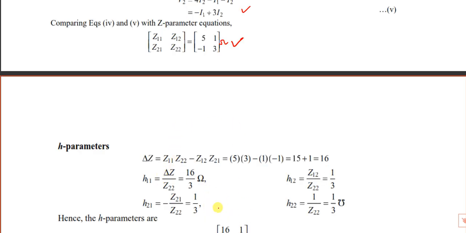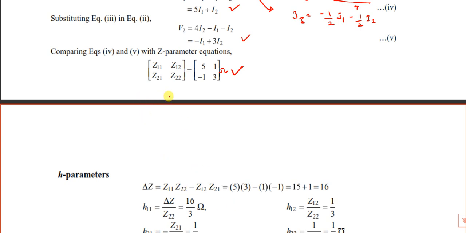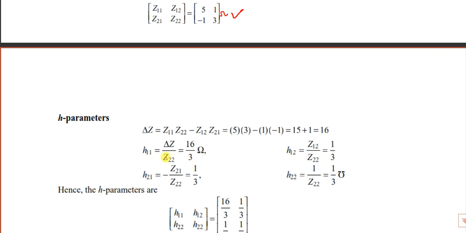Delta Z means the determinant of this Z matrix: 5 into 3 minus 1 into minus 1. The determinant is 16, and H11 is delta Z by Z22, which is 16 by 3. H12 is Z12 by Z22. H21 is minus Z21 by Z22, and H22 is 1 by Z22.